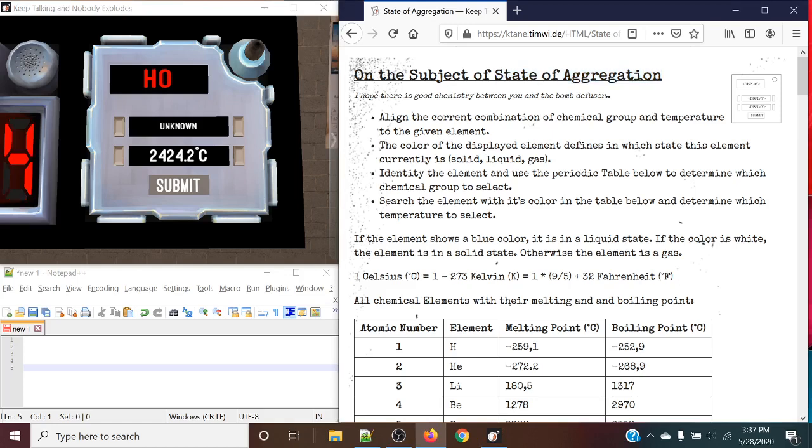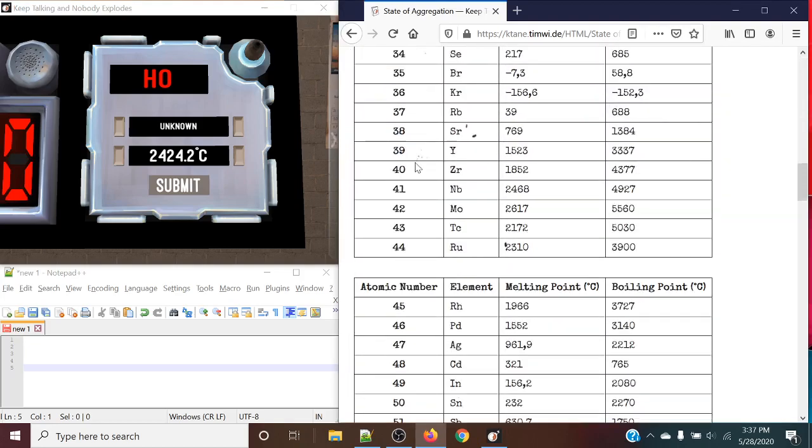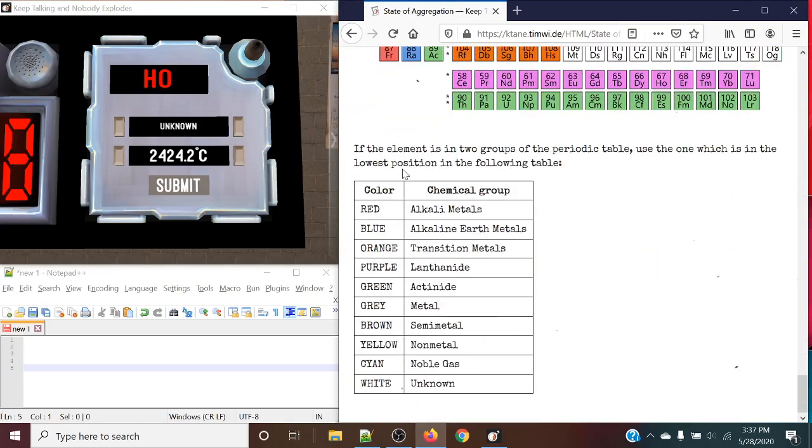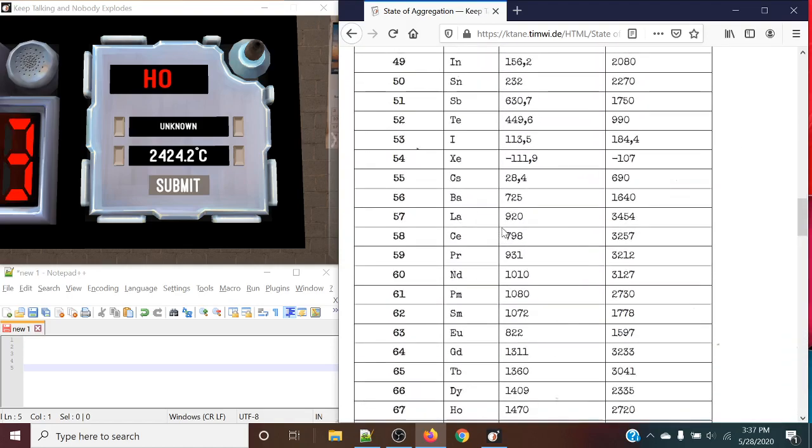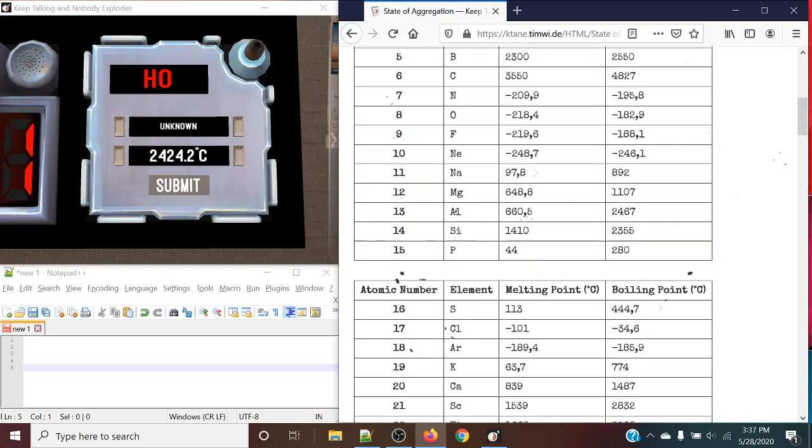This module, I must admit, got me a little bit confused, but what we have to do is figure out what element our chemical group is in, and what temperature it is based off of its material that it's on right now.